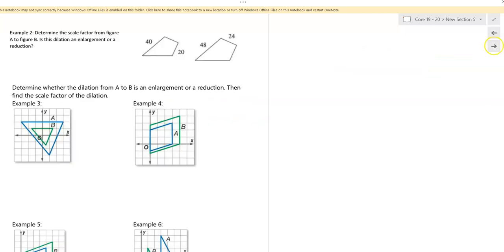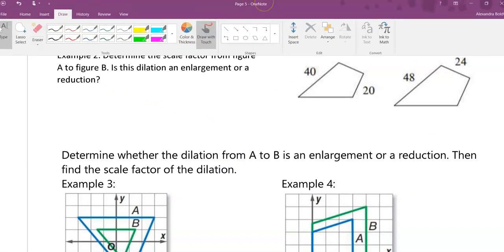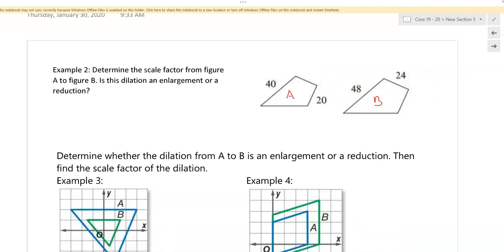Okay, let's go ahead and look at the next page. Same type of example. And we'll call this A and this B. So old. Remember, our first one is our oldest one. Our second one is our newest one. And again, I have to decide, is the second one bigger or smaller? Well, it definitely looks bigger to me. So, again, this is another enlargement.